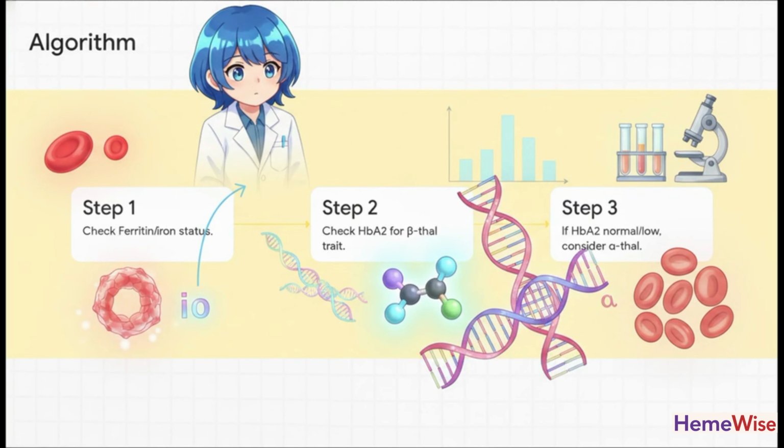To dodge these traps, the pros use this combined microcytosis algorithm. If a patient has small red blood cells, step 1 is absolutely always checking their ferritin to rule out iron deficiency. Got it? Only once iron is normalized do we move to step 2, which is checking hemoglobin A₂. If A₂ is elevated, we confidently suspect a beta-thalassemia trait. But if A₂ is normal or low and we still have unexplained microcytosis, step 3 dictates we have to actively suspect alpha-thalassemia or just go straight to DNA testing.